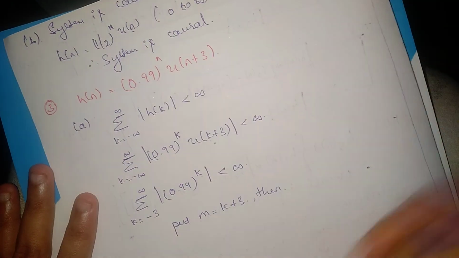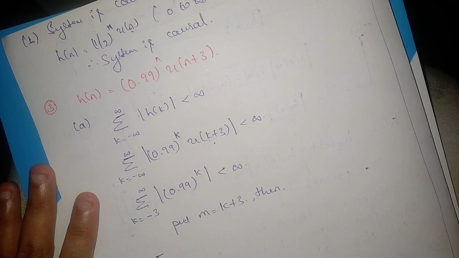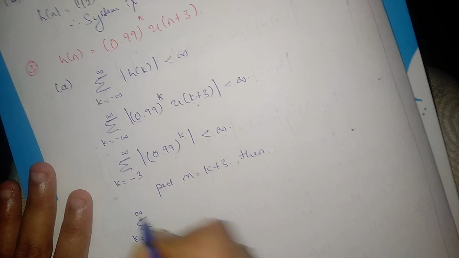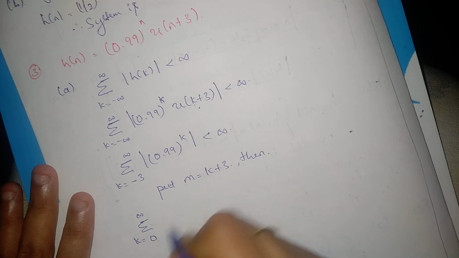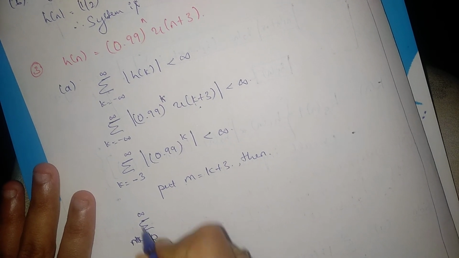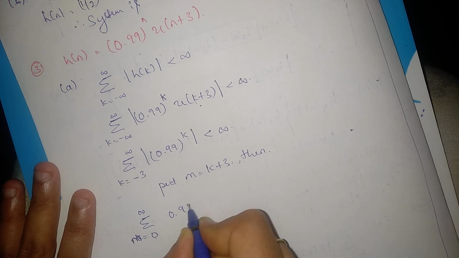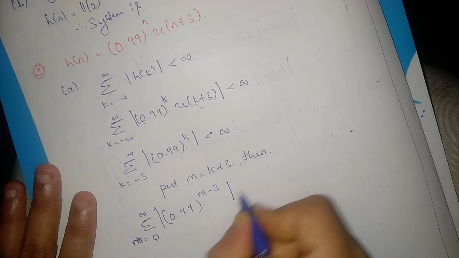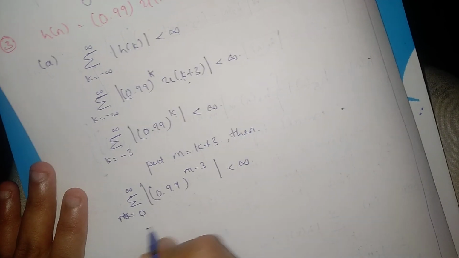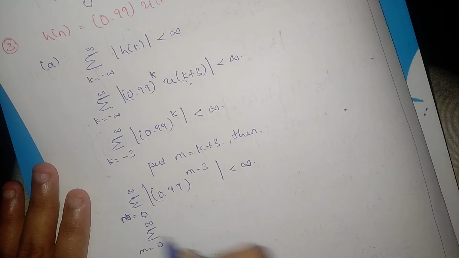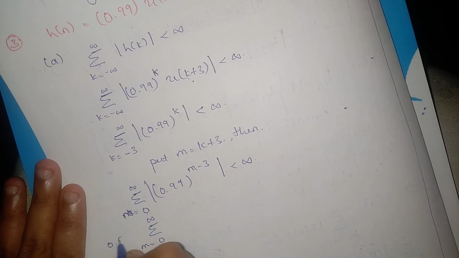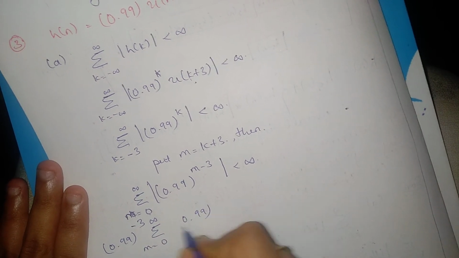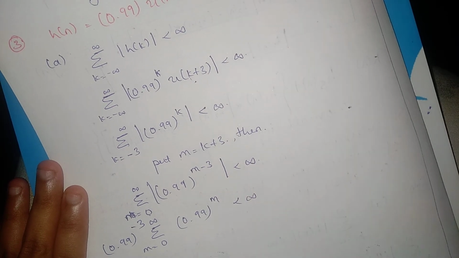Okay. So what happens then? The summation k varies between 0 to infinity because k is minus 3 means minus 3 plus 3, m is 0. So m is 0 to infinity and 0.99 to the power of, in place of k I am writing m minus 3. This whole thing should be less than infinity. So summation m is equal to 0 to infinity, this 0.99 to the power of minus 3 I am taking outside. So 0.99 to the power of m is inside. This should be less than infinity.